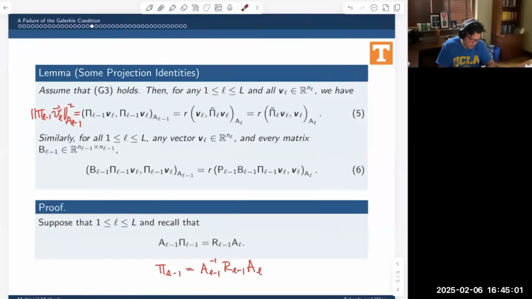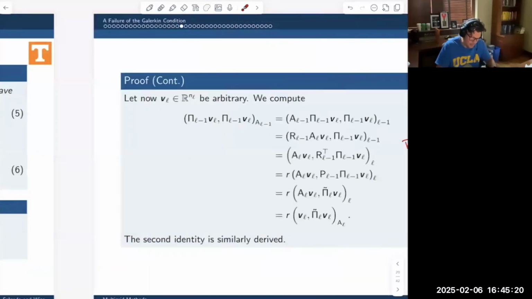That guy came from here, 6. Okay. Notice that we have some matrix. I don't know what it is. Maybe it's the E matrix. Okay. But when we do some arrangement, bring this guy to the other side, we get an R here, and then we change levels of our inner product.